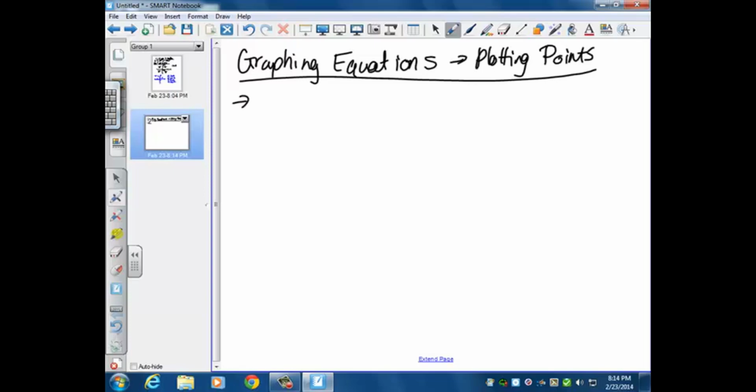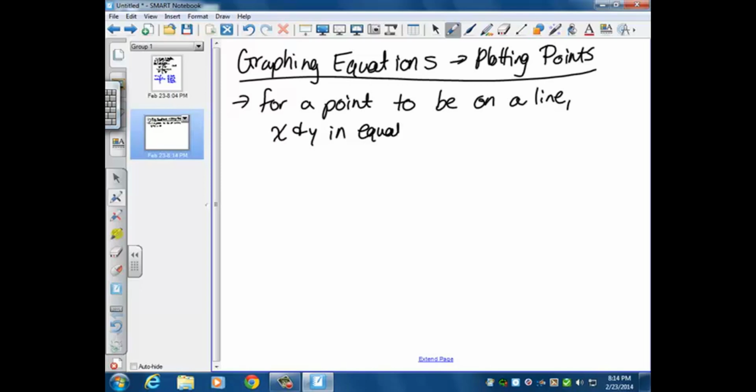First, let's say that for a point to be on a line, there's going to be an x and y in the equation that make the equation true, or work out. So what I mean by that is, let's pick a nice and easy one first.